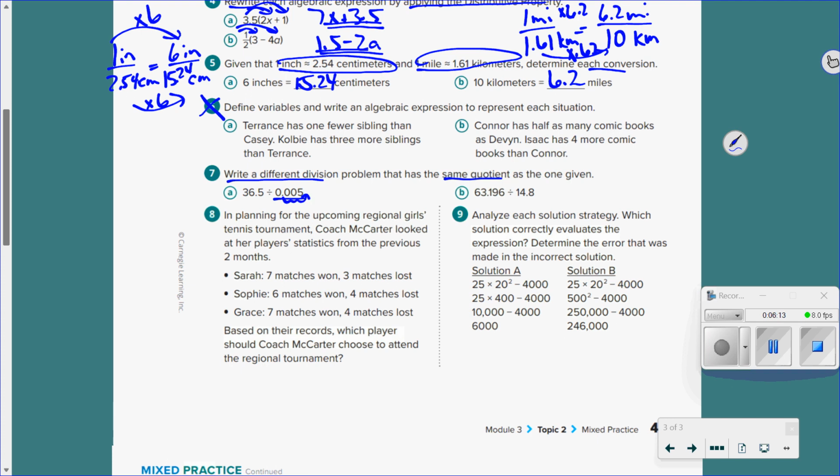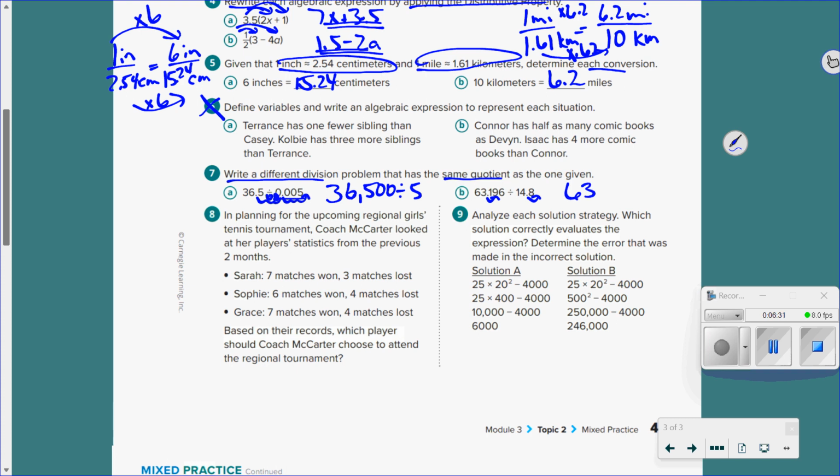The next one, I only have 1 decimal in my divisor, so I'm moving it once, meaning I move this decimal once. So 631 and 9600 divided by 148. Did it ask what it equaled? No. All I had to do is rewrite it, guys. Don't make it harder than it is.